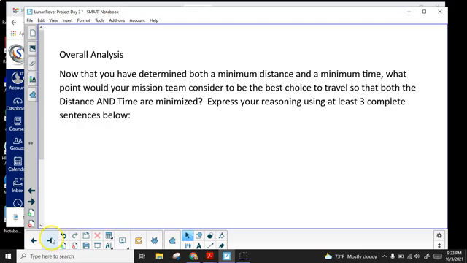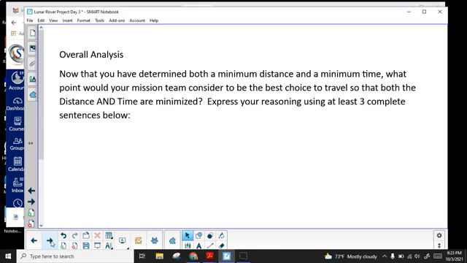And after you have finished that, do an overall analysis. Now that you've determined both a minimum distance and a minimum time, what point would your mission team consider to be the best choice to travel so that both the distance and time are minimized? Express your reasoning.